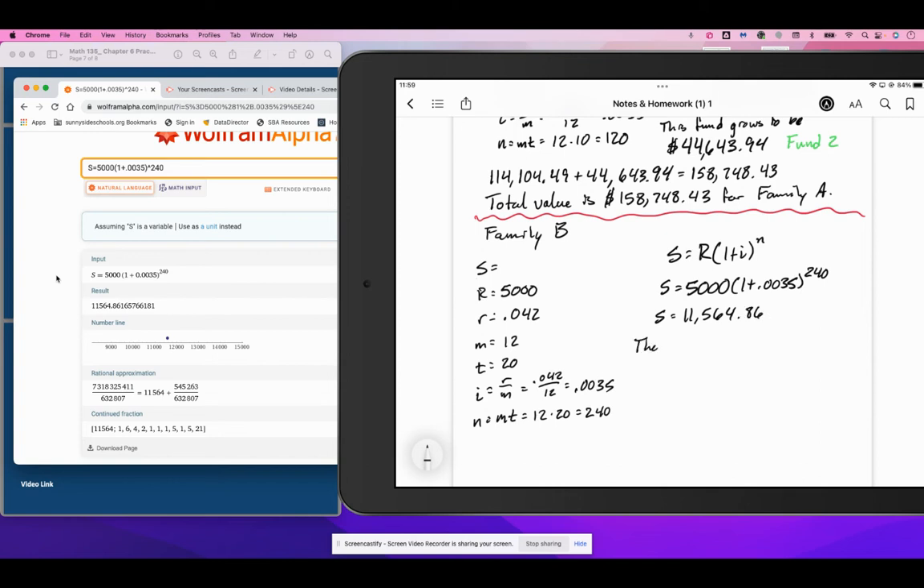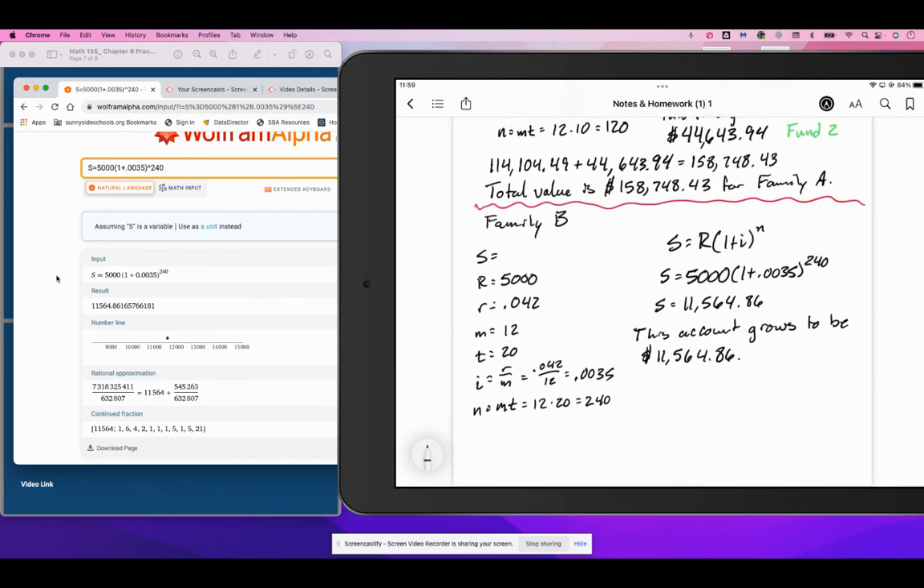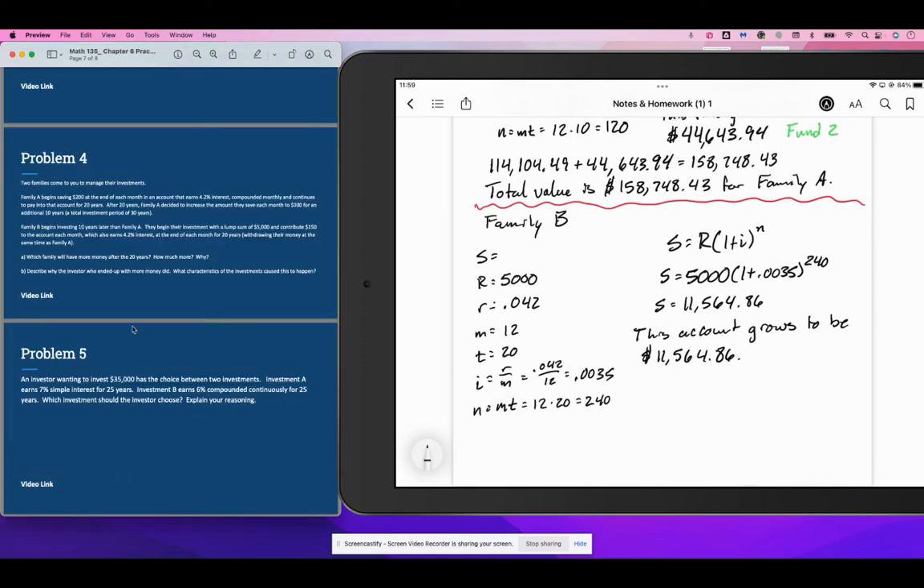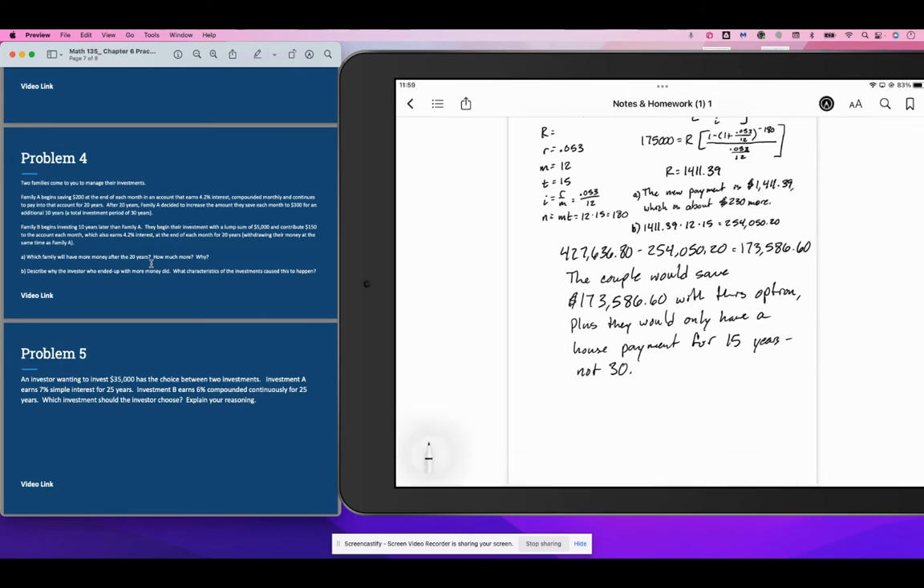So this account grows to be 11,564.86. And so that's the compound interest part of Family B. Family B is also going to be investing $150 a month. And so that's going to behave like an annuity. So we need to keep going with Family B here and do their annuity.